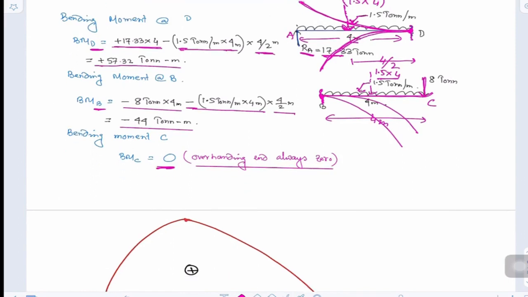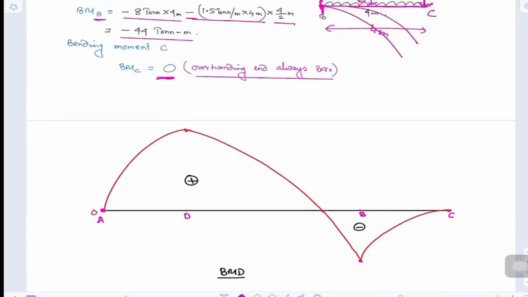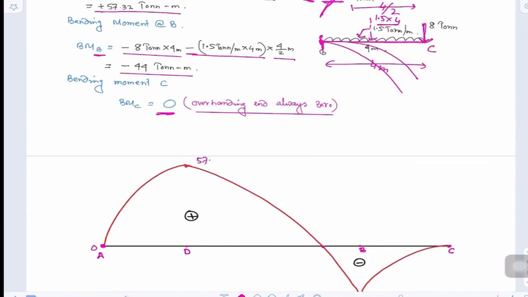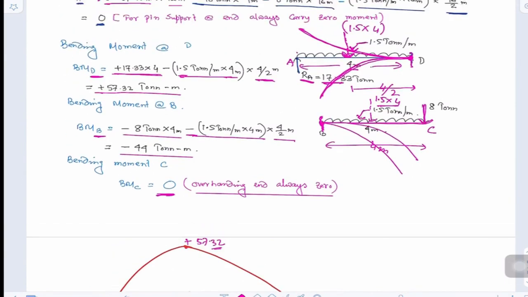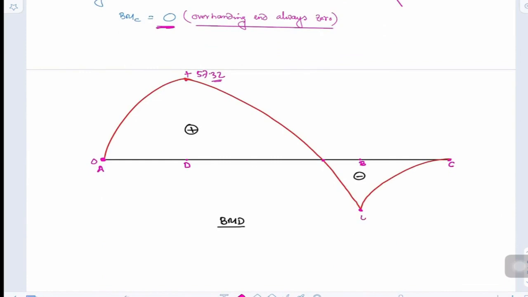So now if you plot the bending moments at the different locations by your eye estimation, say this is my A where the bending moment was 0. At D, we have calculated 57.32, this is 57.32 by eye estimation, which is positive, D was positive. Okay. B is minus 44, so this is 44, which is minus, because above this line is positive and below this reference line it is negative. So minus 44, and at C it is 0.